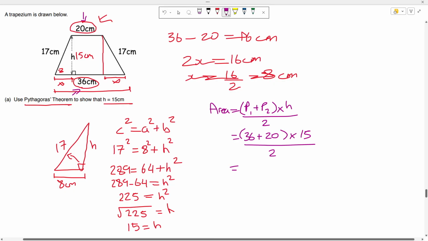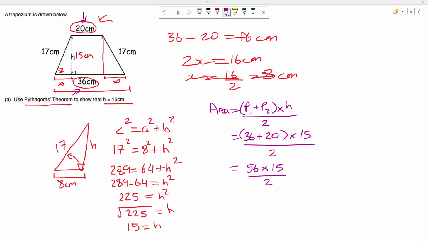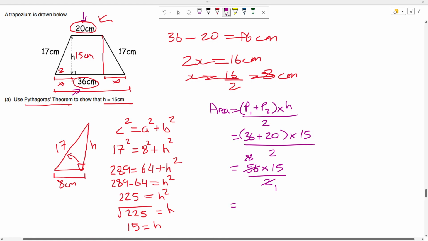All right, guys. Now let's solve the bracket first. 36 plus 20 will give us 56 times 15 divided by 2. Now if we take a look at it, we can simplify 56 with 2 since they are multiplying itself. 2 will change to 1, 56 will change to 28. Right, guys. Now 28 times 15 will give us what?